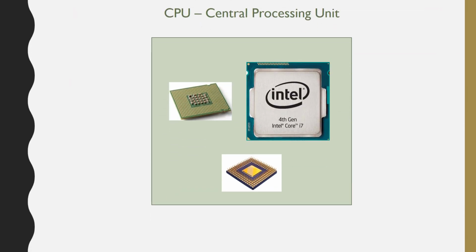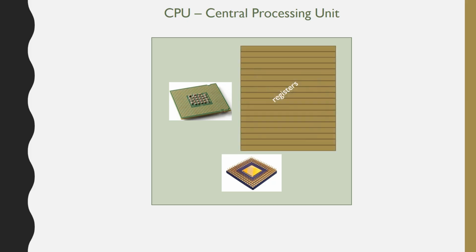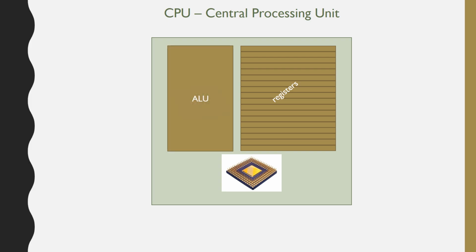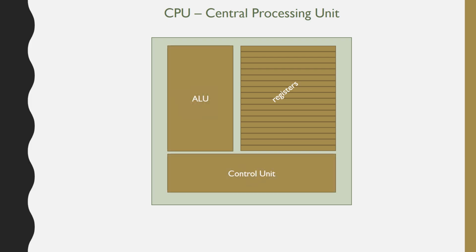A computer's CPU, or central processing unit, is the real brains of the operation. It is the hardware component that's responsible for fetching data, carrying out instructions, and delegating tasks to other hardware components. Inside a CPU are several components that make it work: registers, an arithmetic logic unit, or ALU, and a control unit. Registers are memory locations within the CPU that the CPU can access most readily.